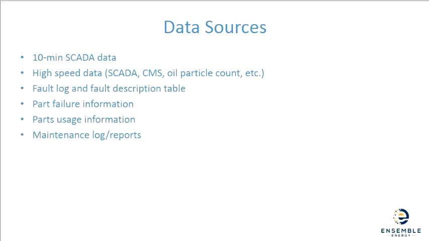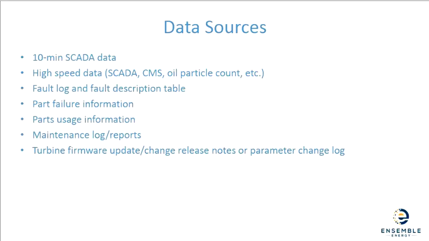It's also important to know when the turbine has had a firmware update. When the turbine changes behavior, it's important to know: was that an expected change of behavior or was it unexpected? By having information about the firmware updates and the nature of those updates, we can avoid falsely categorizing a change in behavior as an anomaly. We can know that it was an expected change in behavior.